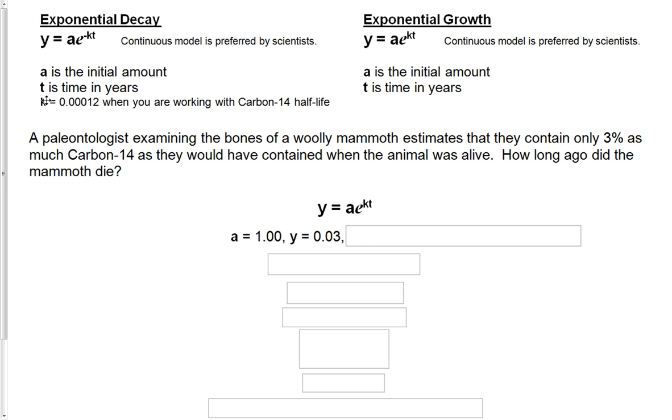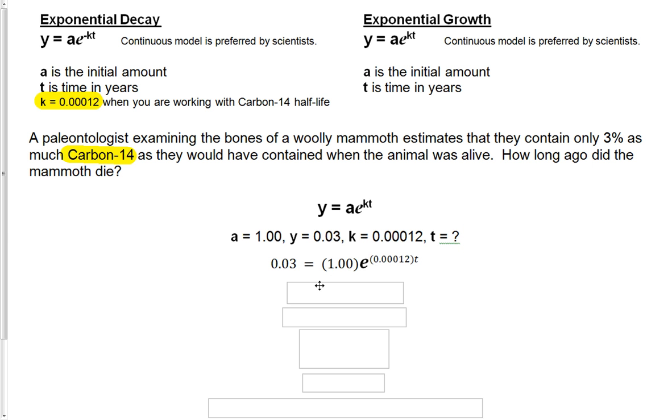After that, for k, we're going to use the one for carbon half-life because this involves carbon-14. And so we're going to use k equals 0.00012, and then t is what we're trying to figure out. So t is the unknown. Pop these into our equation here. We're going to have 0.03 is equal to 1 times e to the 0.00012 t.